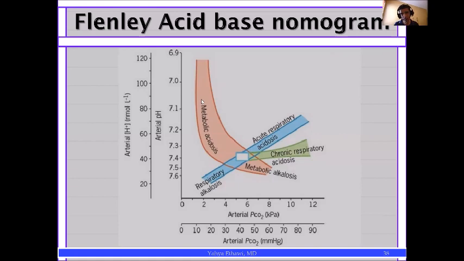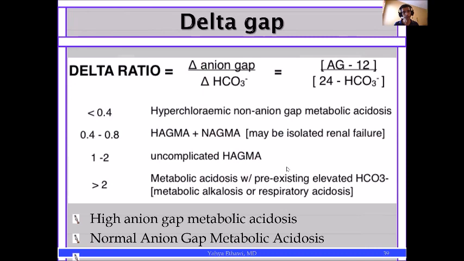So when you land in a colored area, it's a primary problem. When it does not go to any of these areas, it's a mixed problem. So the Flynn-Lee acid-base nomogram will help you to find the mixed problem. The other way to help find the mixed problem is the delta equation. So the delta equation is the change in anion gap divided by the change in the bicarb. And what does that mean?